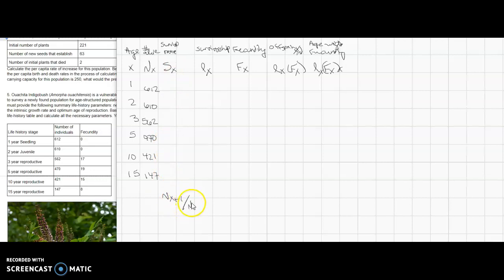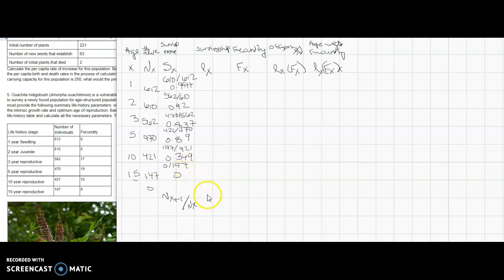And then our survival rate will be based on nx plus 1 divided by nx. So in this first row, we're going to have 610 divided by 612, and that will give you 0.9977 if you're not rounding. And then for the next one, we do 562 divided by 610. We go on down like that. Remember for this last one that anything past 15 would be 0, so we're going to use 0 divided by 147, which gets us 0 for the very last one.